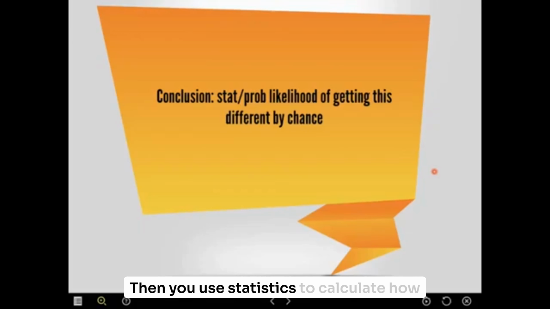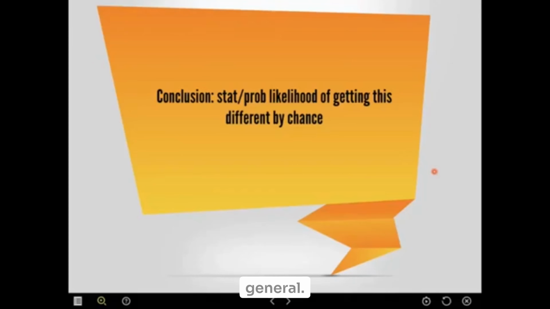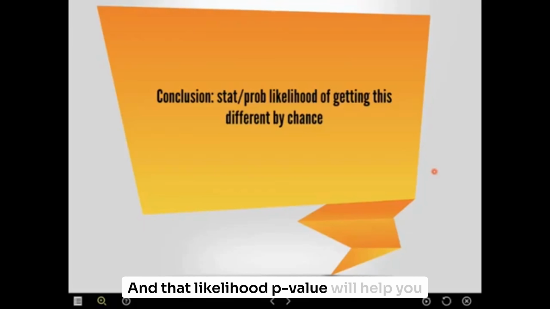Then you use statistics to calculate how likely it is that these two groups would have a difference of 20 points if there were no difference between caffeinated and decaffeinated conditions in the population in general. And that likelihood, the p-value, will help you determine whether the difference you see in this experiment is because of chance or if there's a real difference in the population. And that's where the p-value comes in.